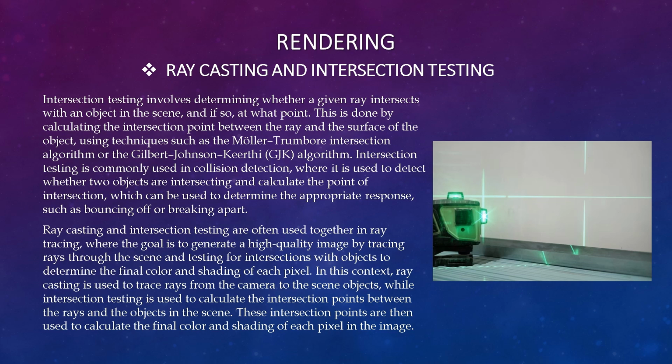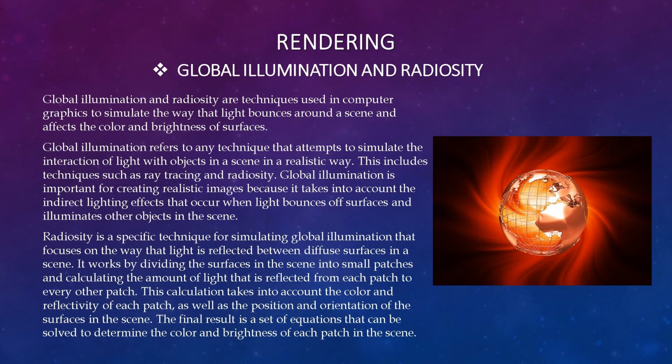Global illumination and radiosity are techniques used in computer graphics to simulate the way that light bounces around a scene and affects the color and brightness of surfaces. Global illumination refers to any technique that attempts to simulate the interaction of light with objects in a scene in a realistic way. This includes techniques such as ray tracing and radiosity.